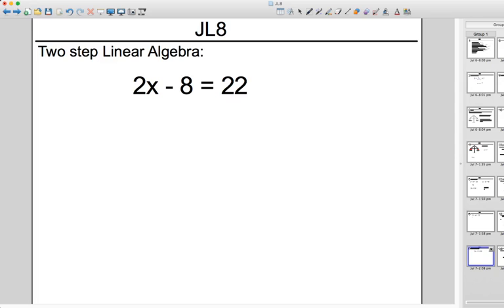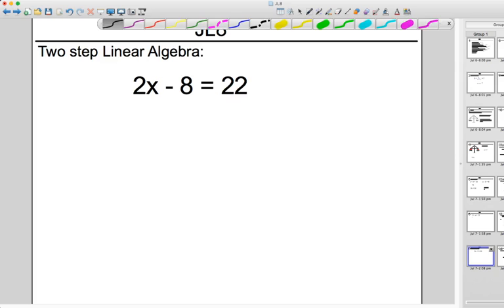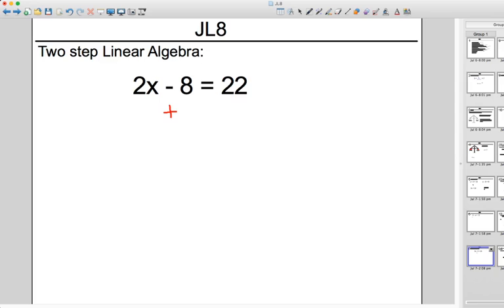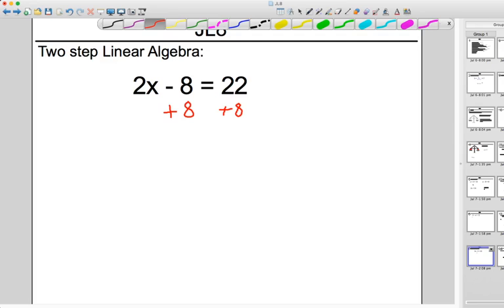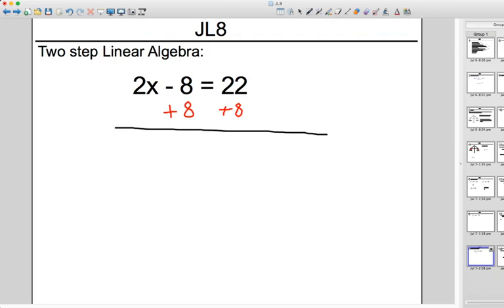Then we move on to two-step. So there's two things that are going to occur in two-step linear algebra. The first thing you're going to do is to try and get rid of that 8. So if I add 8 to both sides, the 2x that I've got here will fall down.